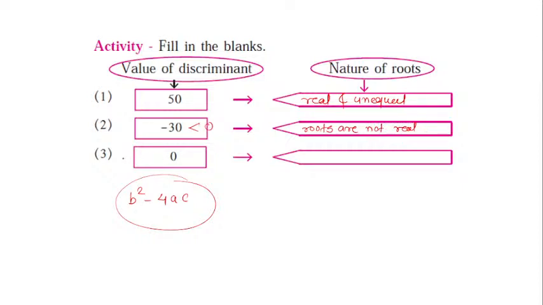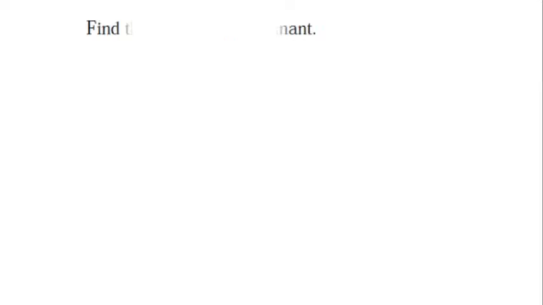And in the third equation, the value of discriminant is given. So in that case we know that the roots are real and they are equal. So this is how we can complete this activity. Based on the values of discriminant, we have the nature of roots of particular equation.